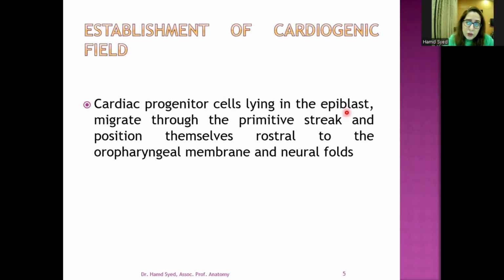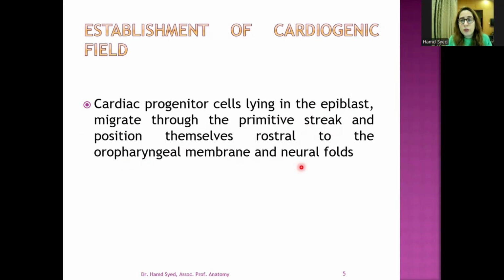If you recall from previous lectures of general embryology, in the second week of human development, the human being is the two-layered disc, epiblast above and hypoblast below. So the cells which are present in the epiblast are going to migrate through the primitive streak. Now the primitive streak was the groove on the upper surface, that is the dorsal aspect of the germ disc. And now these cells, as they move, will position themselves rostral or anterior to the oropharyngeal membrane and the neural folds. So these are not unfamiliar terms if you've already gone through the lectures of general embryology.